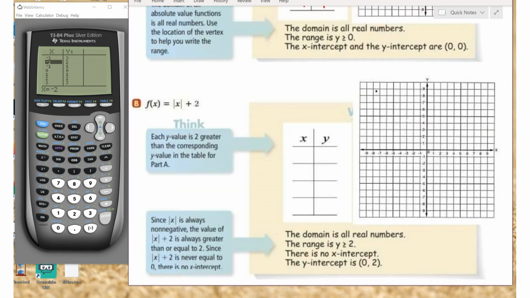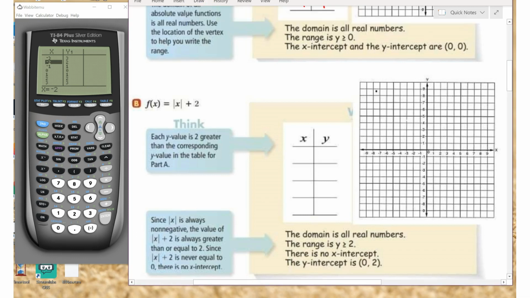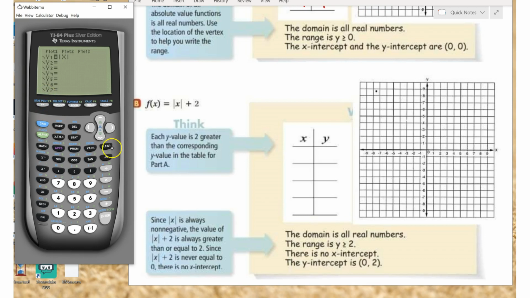So now we're graphing f of x equals the absolute value of x plus 2, and I'm going to go ahead and use black. So I'm going to go to the y equals sign, and I'm going to go ahead and type this into the calculator. So it's math, number, absolute value of x plus 2.